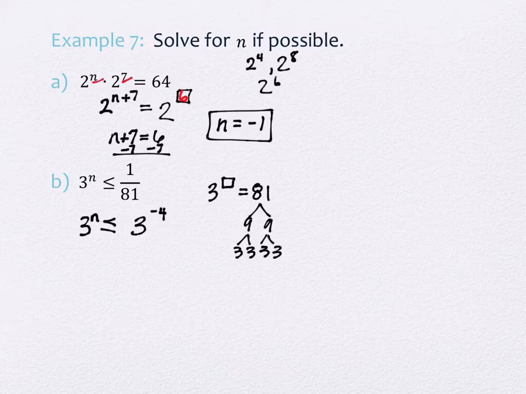So just like with equations, if the bases are the same, which they now are, we're only comparing the exponents. Well, this exponent on the left is n, and the exponent on the right is negative 4. And the sign simply stays the same between them. So n is less than or equal to negative 4.